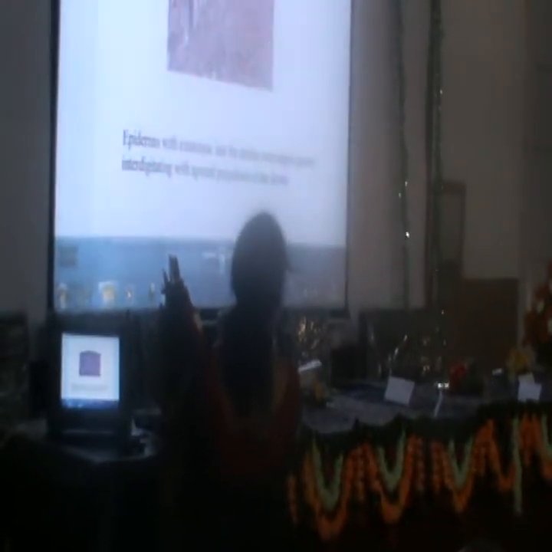So what is it that the arrows are pointing at? These are the rete ridges. The epidermis with extensions into the dermis, so interdigitating with upward projections. So this is the papillary dermis, then the reticular dermis, and of course we are not seeing the subcutaneous tissue here.